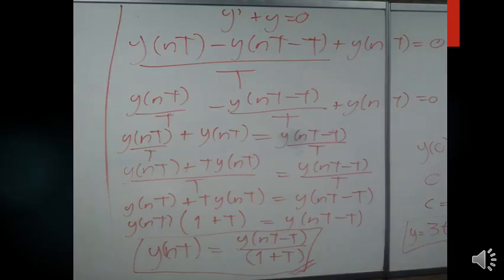We cancel the t's by passing one to the other side. So now we have y(t) times 1 plus t equals y(t minus t). So at last, we have y(t) equals y(t minus t) over 1 plus t. And that's the Euler discretization.